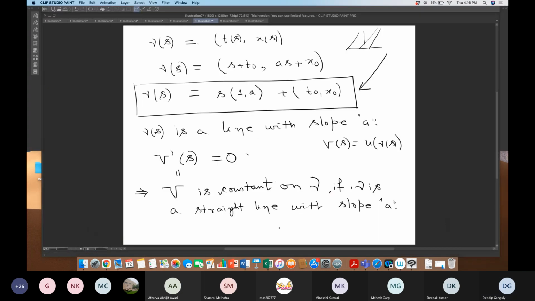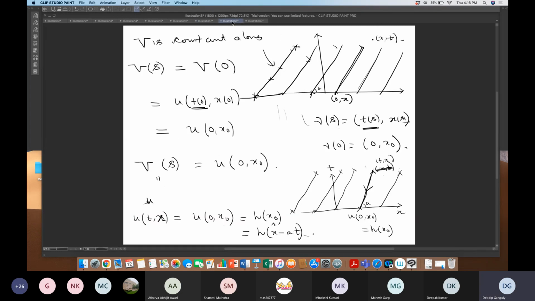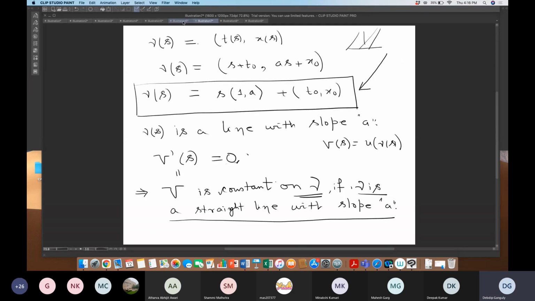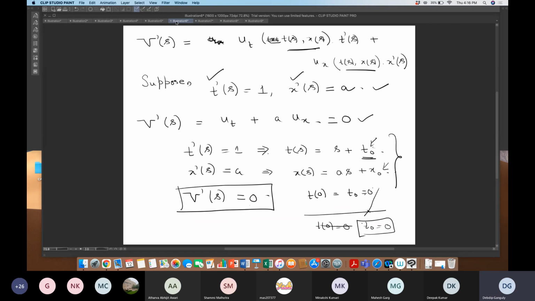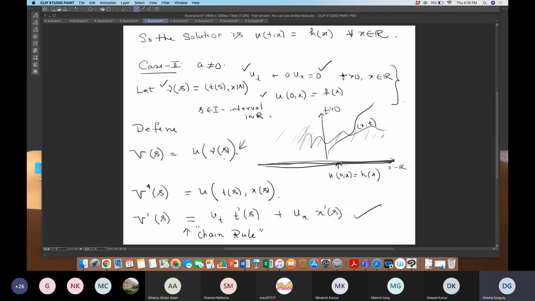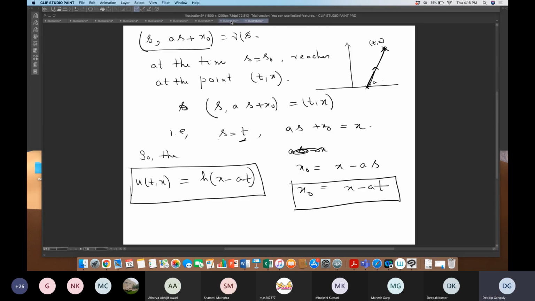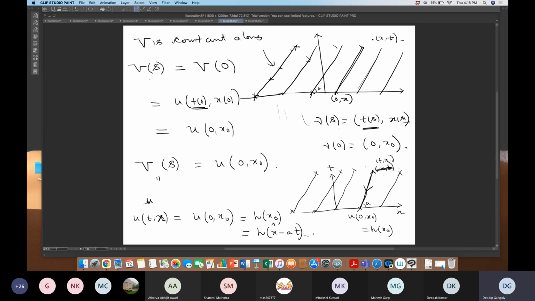Is it clear? Okay. So what we proved is v prime of s equal to 0 along the curve gamma. So v is a constant on gamma if gamma is a straight line with slope a. That means u is a constant. How is v defined? V is defined as u of gamma of s. So this means that u is constant along the straight line gamma of s.